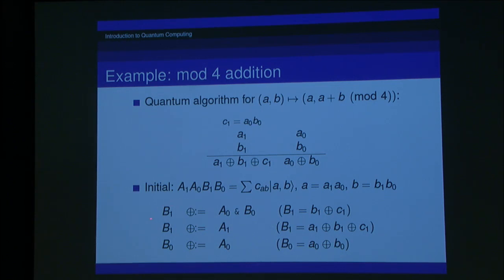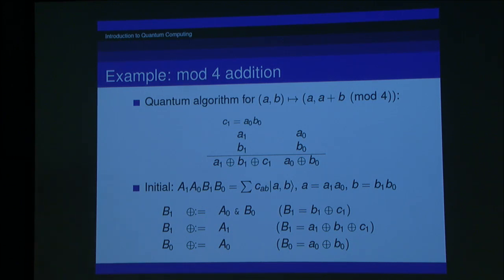And the first one, B1 plus gets A naught and B naught. You see that was the carry. So the carry is A naught and B naught. So this does B1 equals B1 plus C1. Now we need also an A1, so we just do B1 plus gets A1. And then finally we need B naught to equal A naught plus B naught. So we just do B naught plus gets A naught. And we're done. We've done a mod 4 sum.